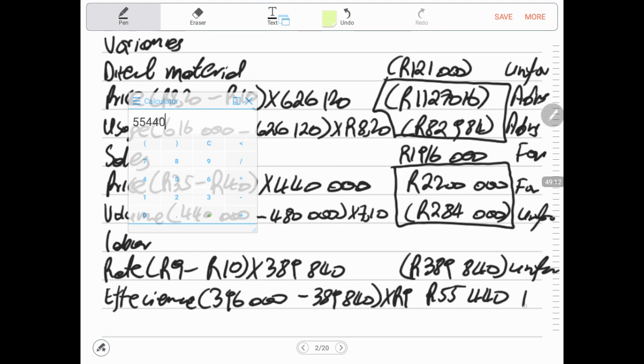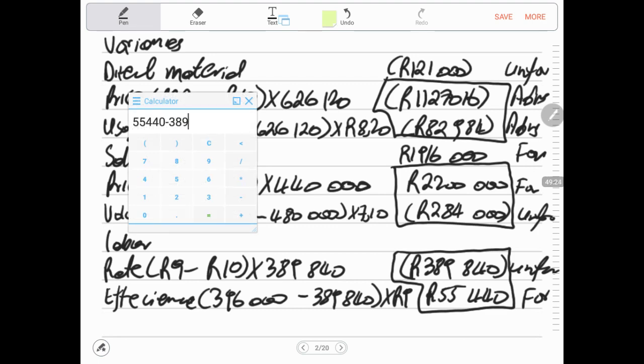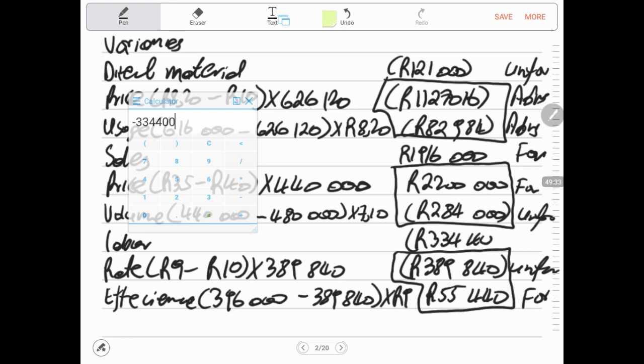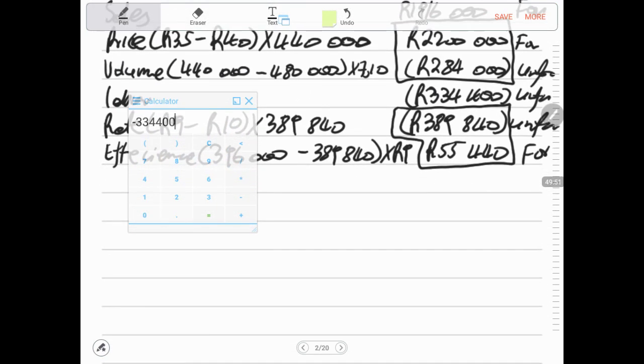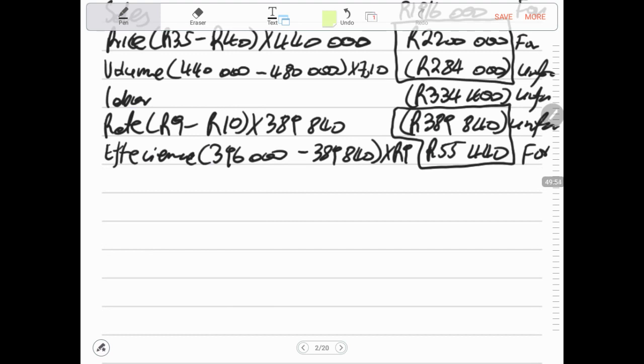55,440, and this variance is favorable. And again, we look for the net of the two because all these are labor variance. Then we say minus 389,840. This will give us an unfavorable net variance of 334,400. This will be unfavorable variance, 334,400. Then we go to the next variance, only two variances that are left, then we totalize and reconcile.